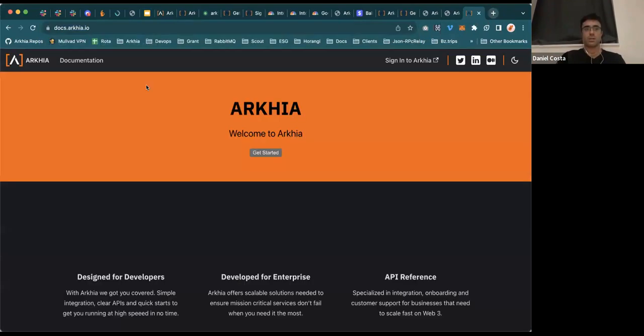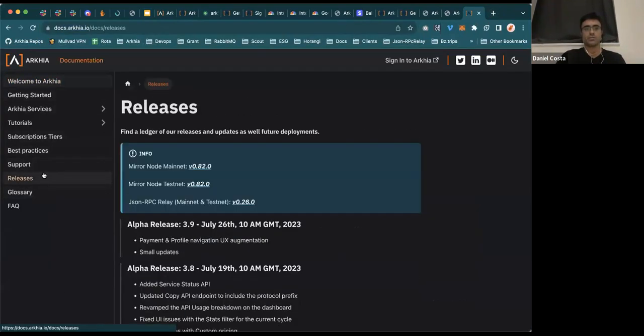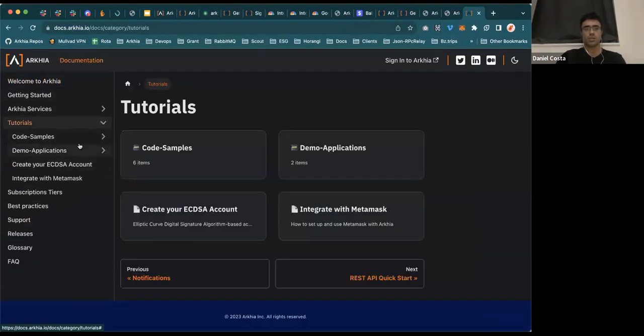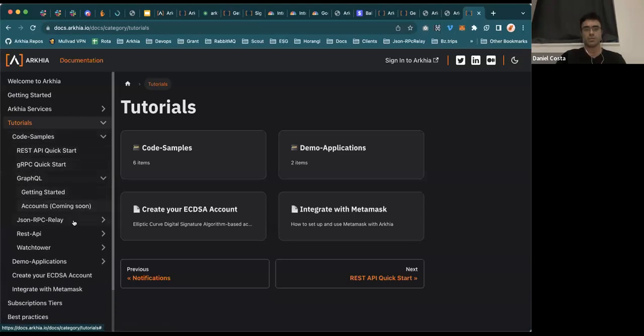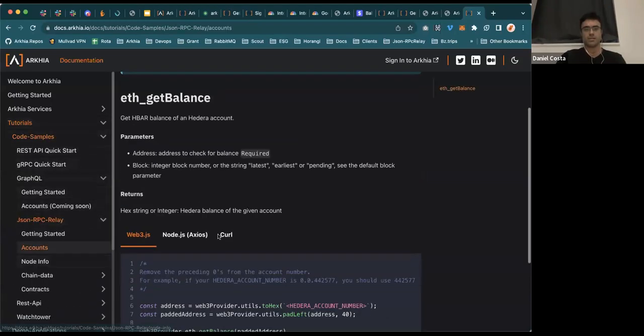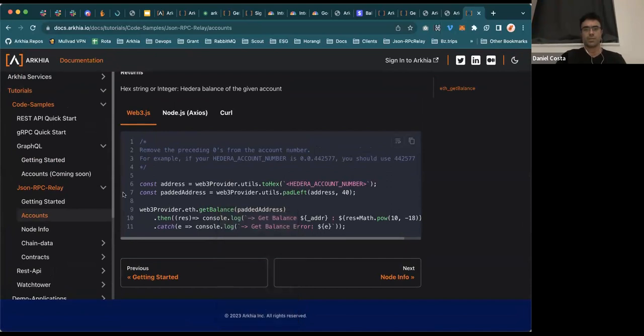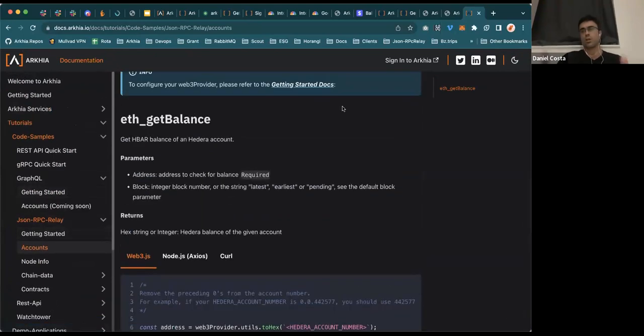Documentation. We have comprehensive documentation, so please feel free to go and explore, especially the tutorials and code samples. If you just want to see how to get some stuff done, this can be fairly useful, along with obviously the Hedera documentation, which is also really, really good.